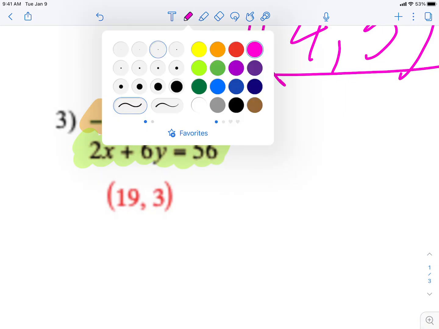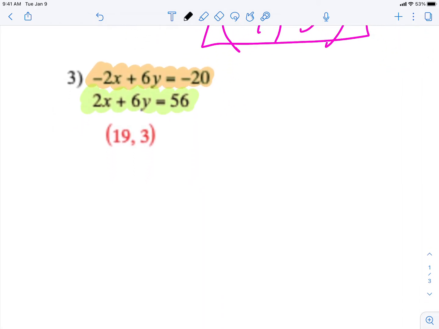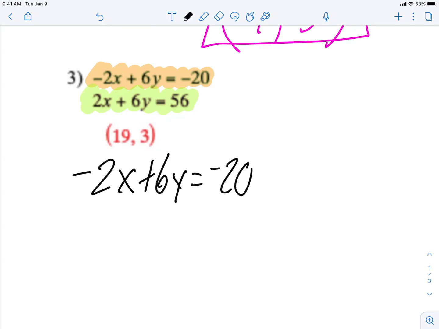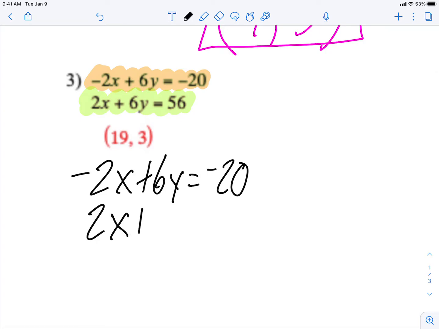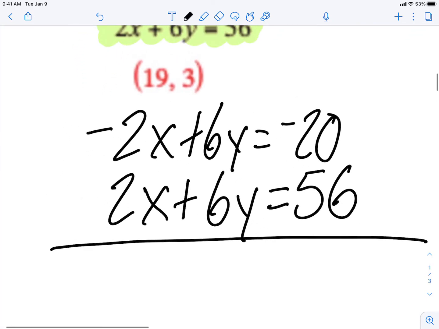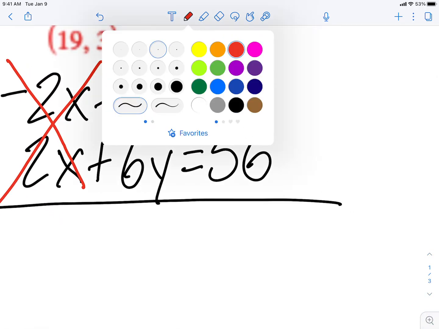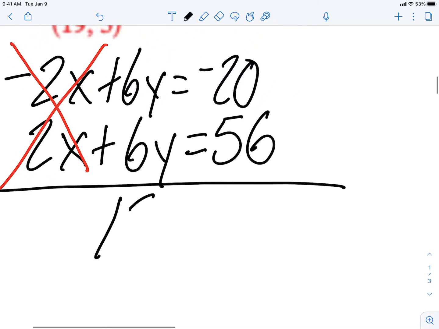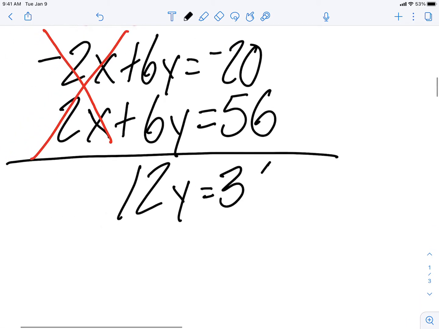Again, all of these problems, we're not going to need to multiply anything because something automatically eliminates, which is those two, right? So negative 2x plus 6y is equal to negative 20, and positive 2x plus 6y is equal to 56. So as we know, the x's are going to cancel, so boom, boom, gone. 6y plus 6y is 12y. A negative 20 and a positive 56 gives me 36.